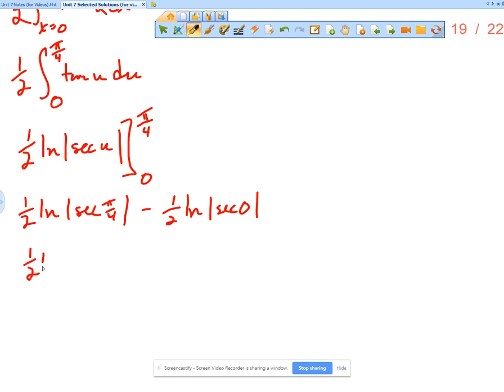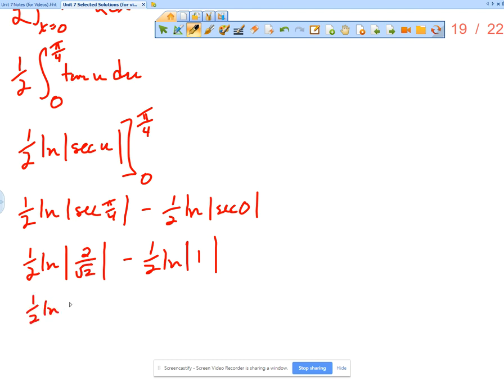Alright, so the cosine of pi over 4 is root 2 over 2. So the secant of pi over 4 is 2 over root 2, minus 1/2 the natural log of the absolute value of the secant of 0. Secant of 0 is 1. Alright, so here, 2 over root 2, if you rationalize, is root 2.